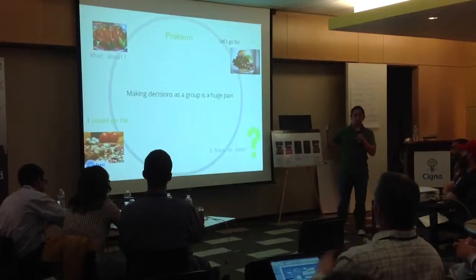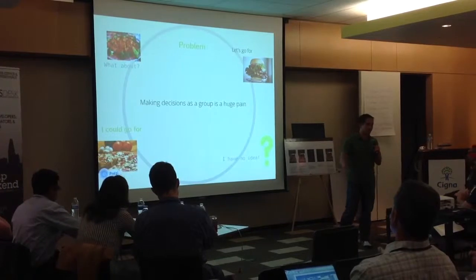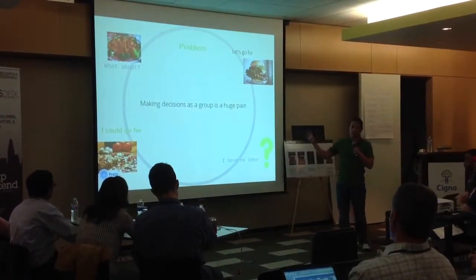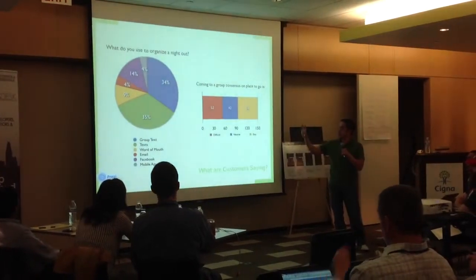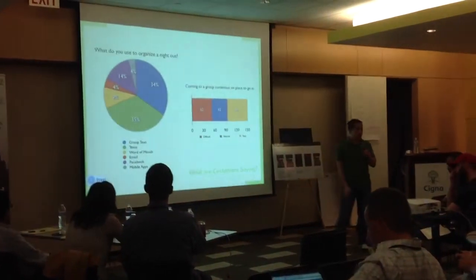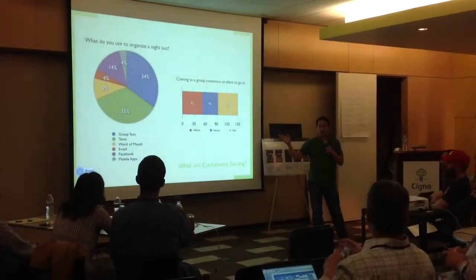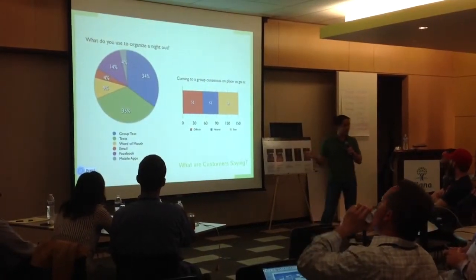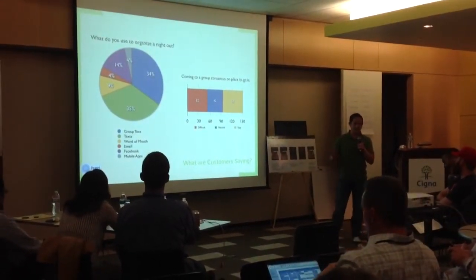What do we do? So the problem we're trying to solve is that making decisions as a group is a huge pain in the butt. I'm sure everyone's been in that position. So what do we do to validate some of our assumptions based off that? We sent a poll out to over 150 users. They responded back and said that about 70% of them are still using text messages and group text to try and organize each other. We all know that's clunky, it's not easy to do, it's just another pain.